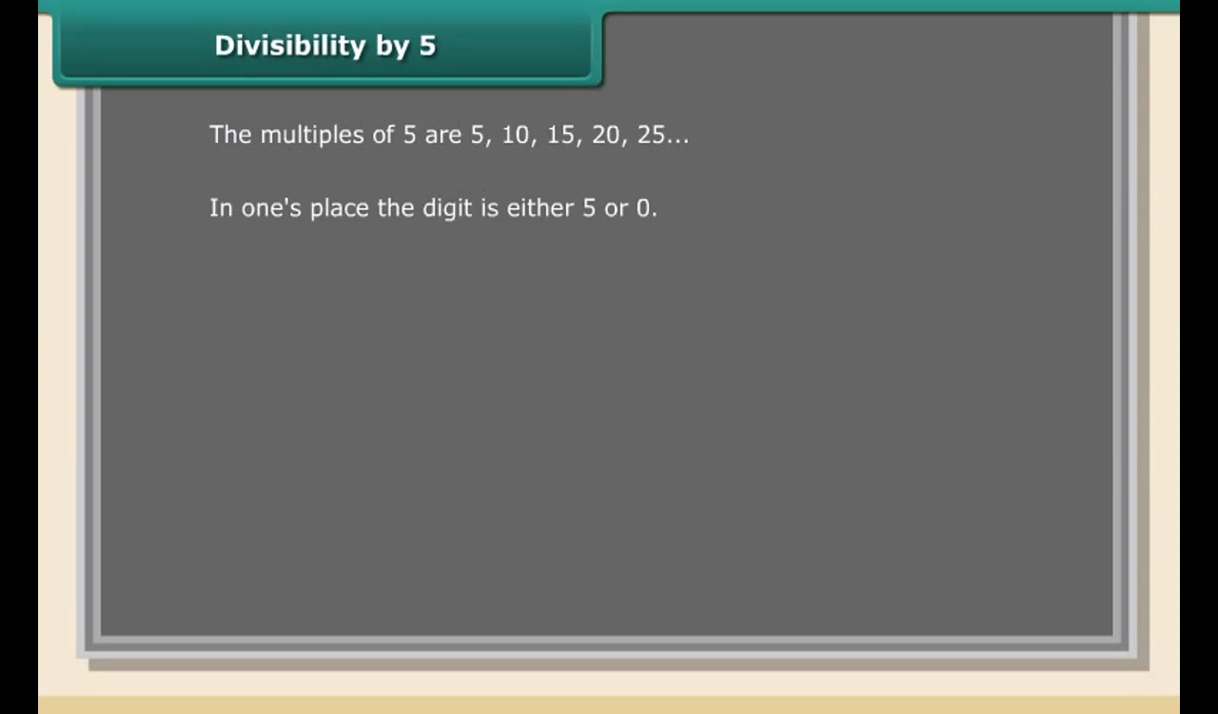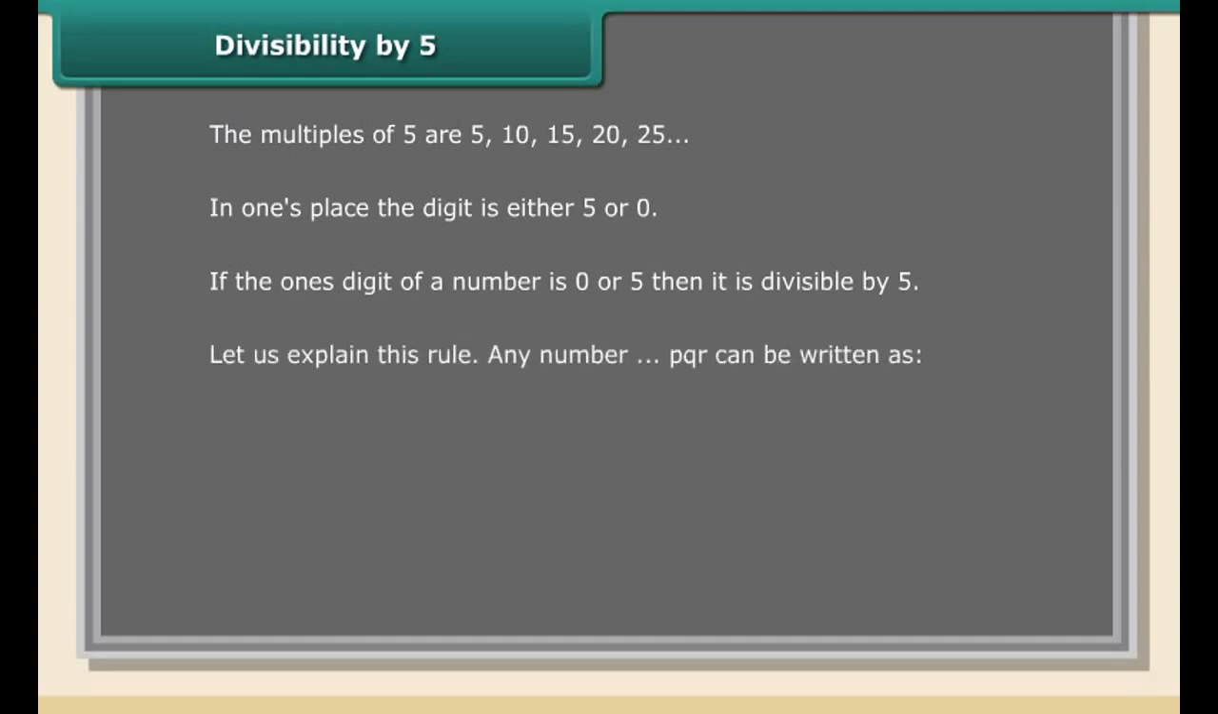Take the number PQR, which is equal to 100P plus 10Q plus R. P is the hundreds digit, Q is the tens digit, and R is the ones digit. Since 10 and 100 are divisible by 10, so are 10Q and 100P. As for the number R, it must be divisible by 10 if the given number is divisible by 10. This is possible only when R is equal to 0.